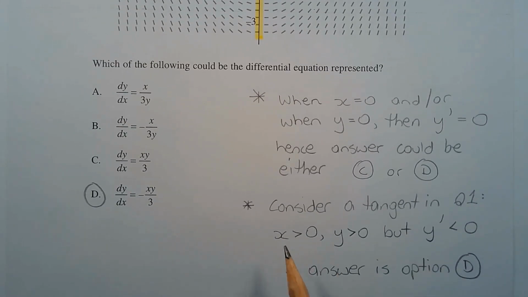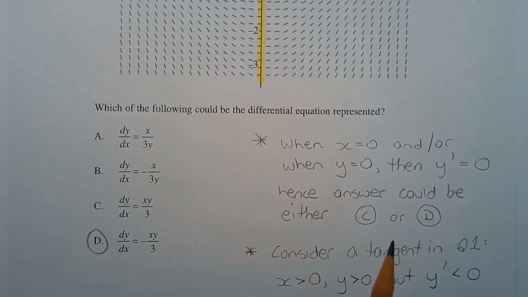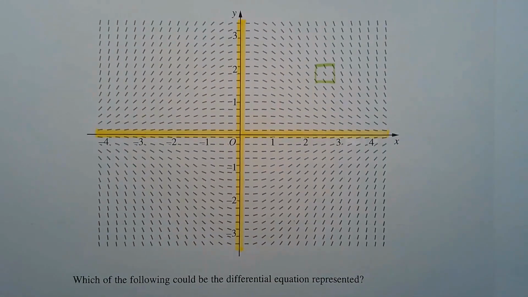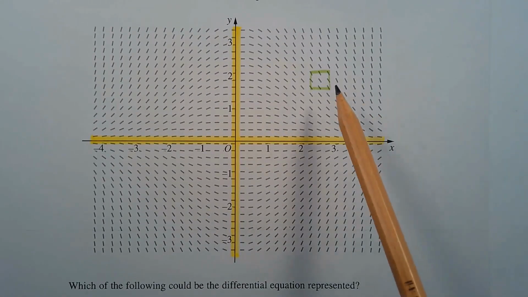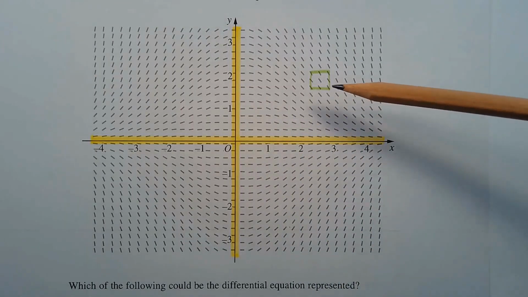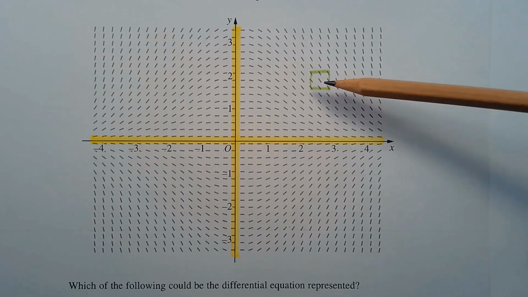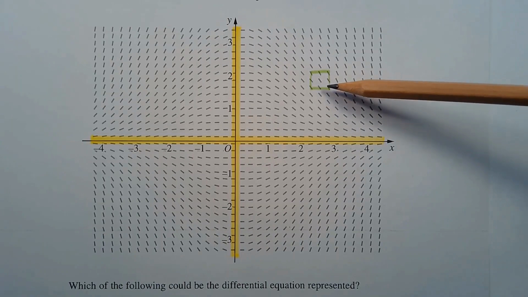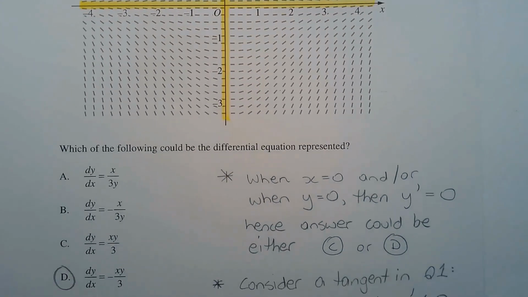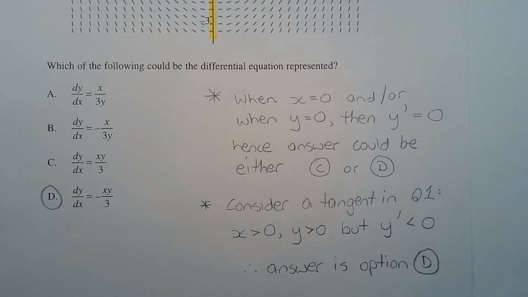The next step is to consider a tangent in any of the quadrants. I'm going to choose quadrant 1, and I've highlighted a tangent in green. And we can see that when x is positive and y is positive, the gradient of the tangent is negative. Therefore, the answer is option D.